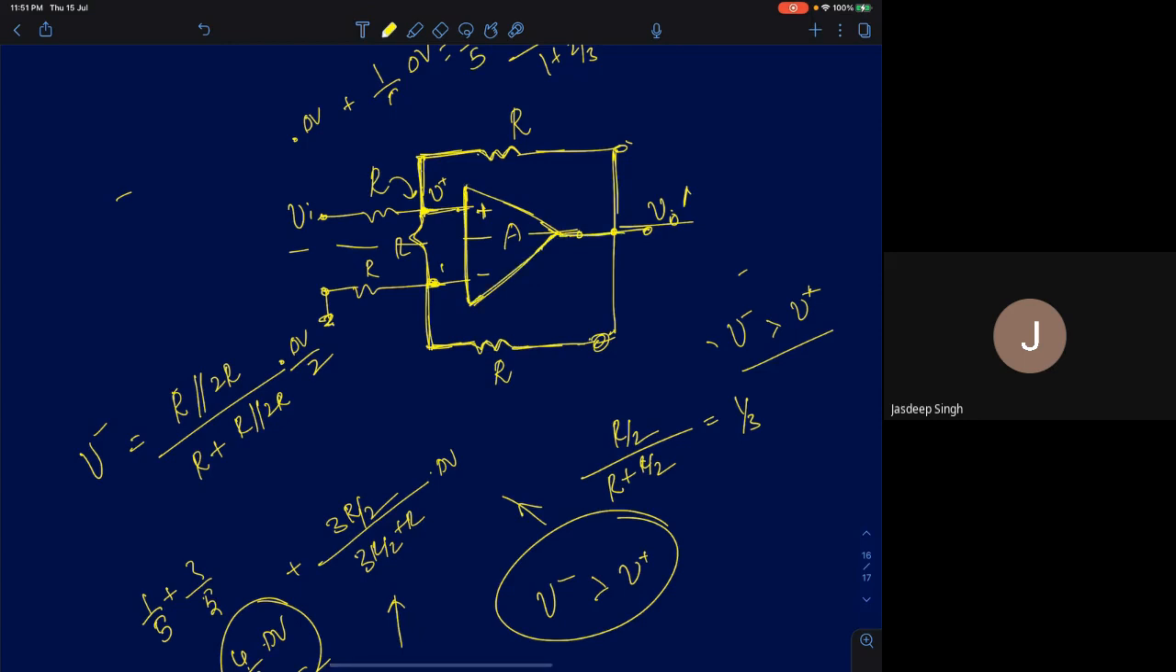The output is indeterminate. You cannot precisely say what the output will be. Because when negative feedback is equal to positive feedback... for op-amp circuits to give you the desired output, they have to be in negative feedback. Only then V plus will follow V minus. But the moment you have positive feedback, this condition will no longer hold true. So in Schmitt triggers, comparators, and such circuits, this condition doesn't hold true. Okay, so that's it. In the upcoming lectures, we will solve a few more circuits on op-amps.